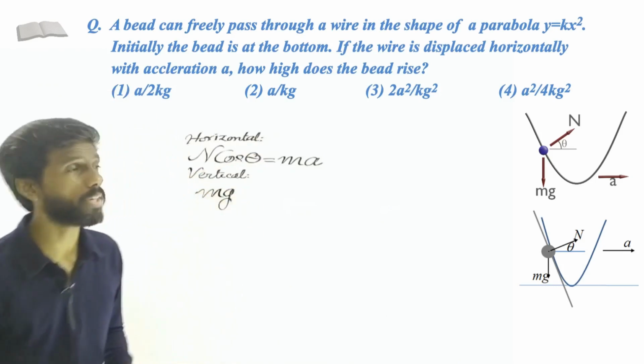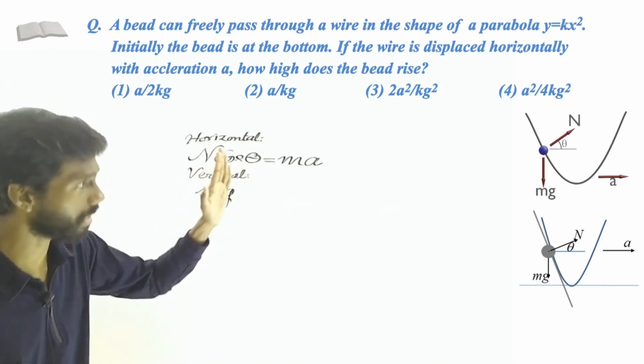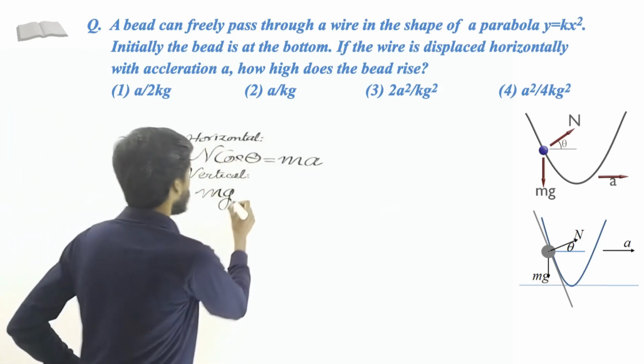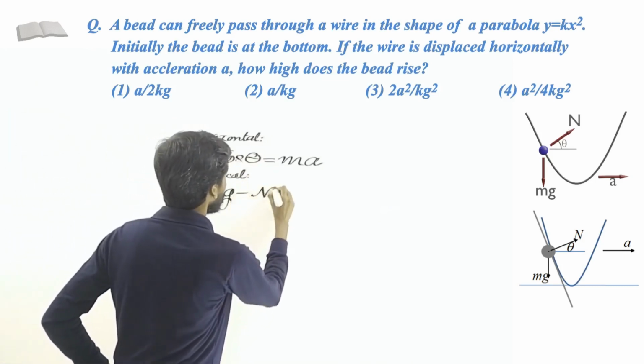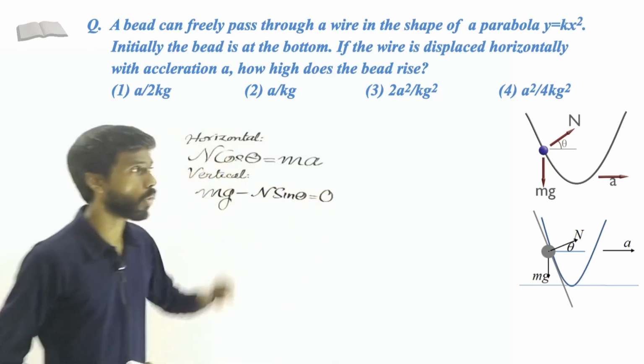And also there is a normal reaction whose component in the vertically upward direction is N sin theta, because this angle is theta, 90 minus theta here. So N sin theta in the vertically upward direction, opposite direction. So minus N sin theta must be equal to 0 because there is no vertical motion.